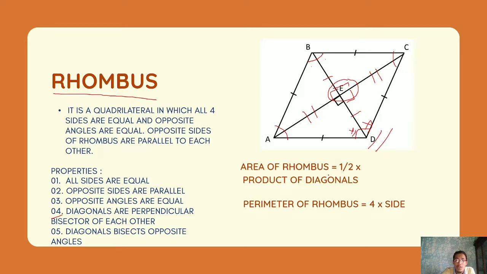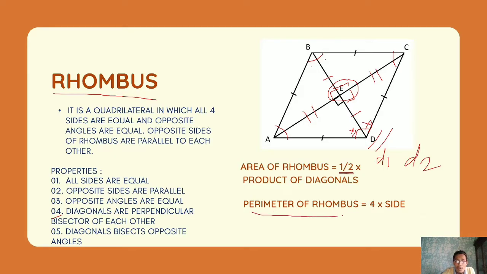Now how to find area of a rhombus? The formula is easy. The area of a rhombus is equal to half into the product of diagonals. So suppose BD is our first diagonal, that is D1, and AC is our second diagonal, that is D2. The product of these diagonals multiplied by 1 upon 2 will give you the area of a rhombus.